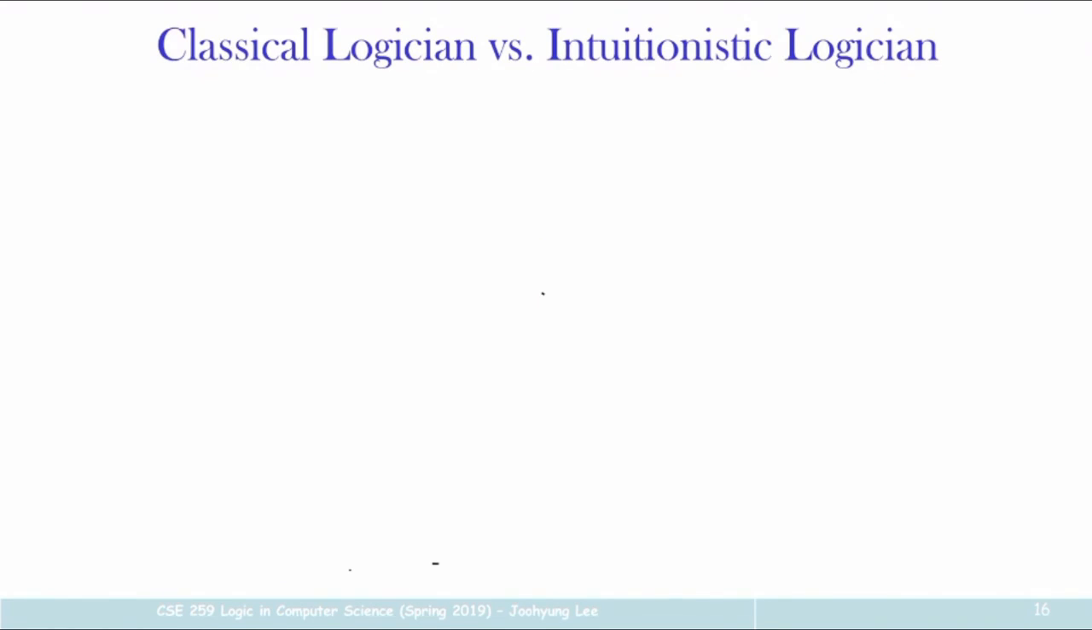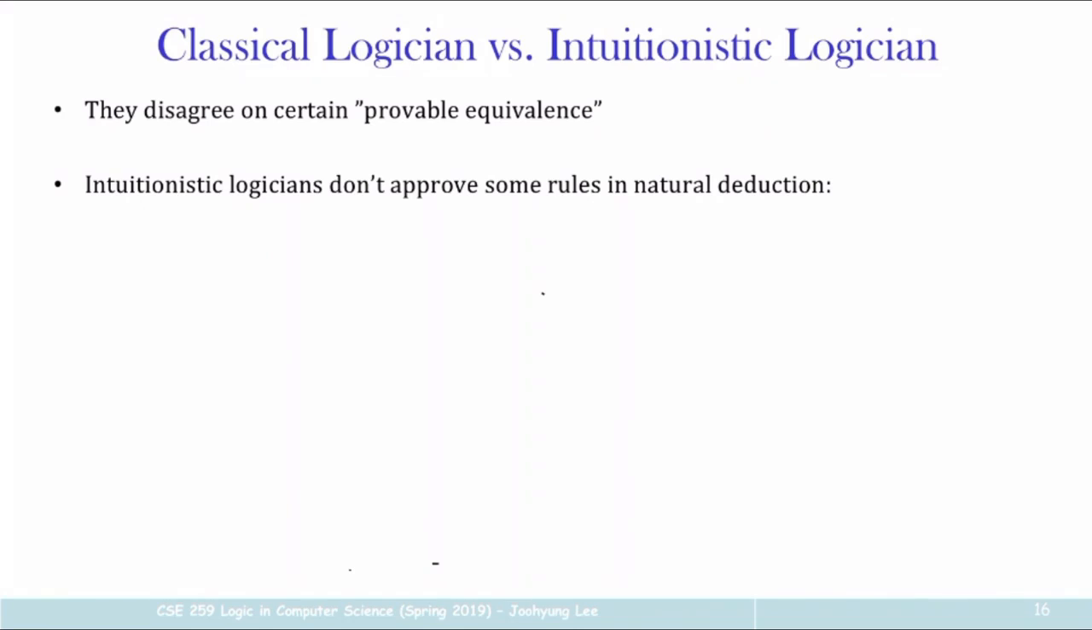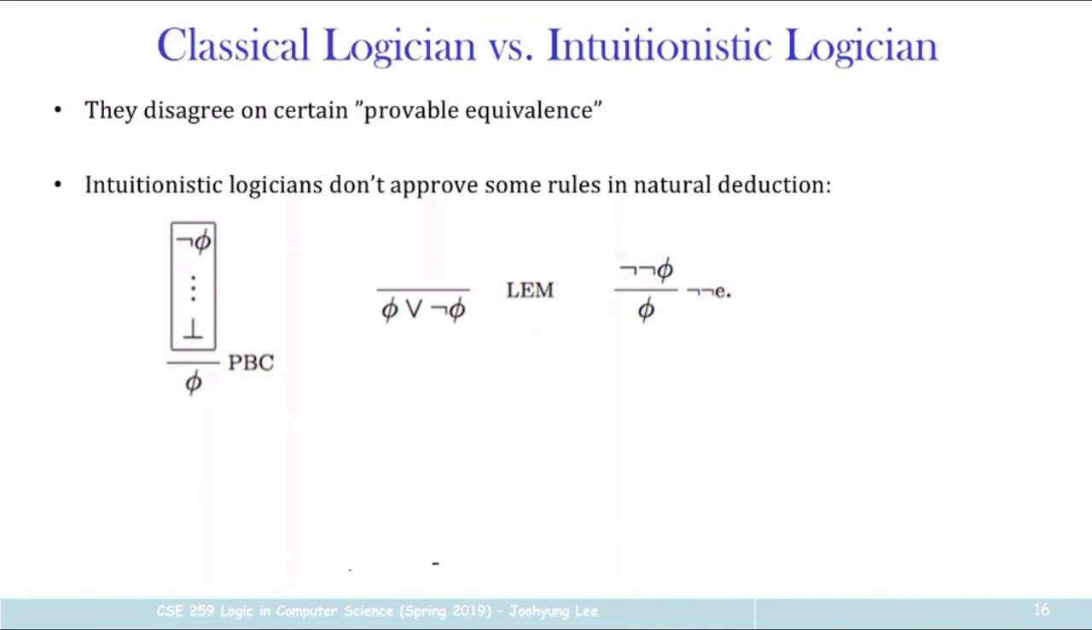The first thing that I want to talk about is that in the area of logic, there was something called intuitionistic logic. And these people who advocate intuitionistic logic didn't like some of the axioms that you learned so far. They didn't approve of some rules in natural deduction. These are the rules that they didn't like: the PBC rule, the LEM rule, and the double negation elimination rule. These are the rules that they think should not be there.